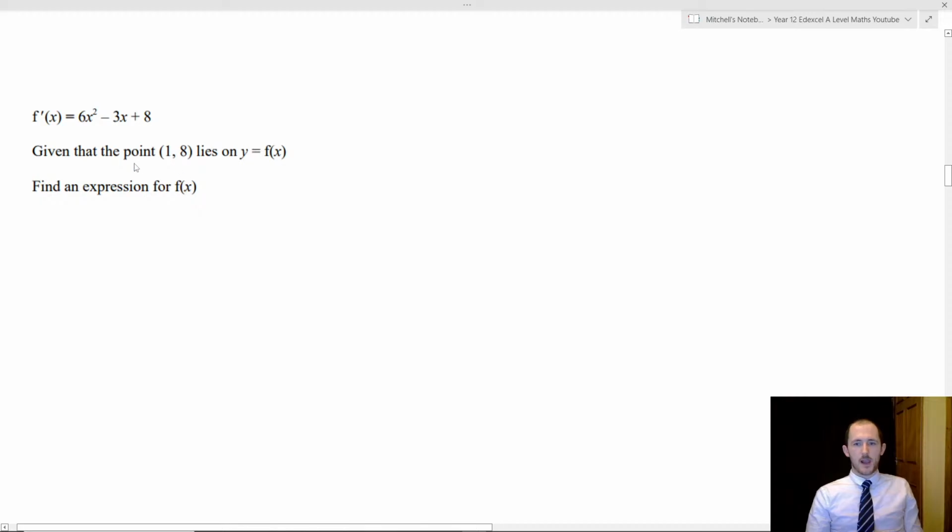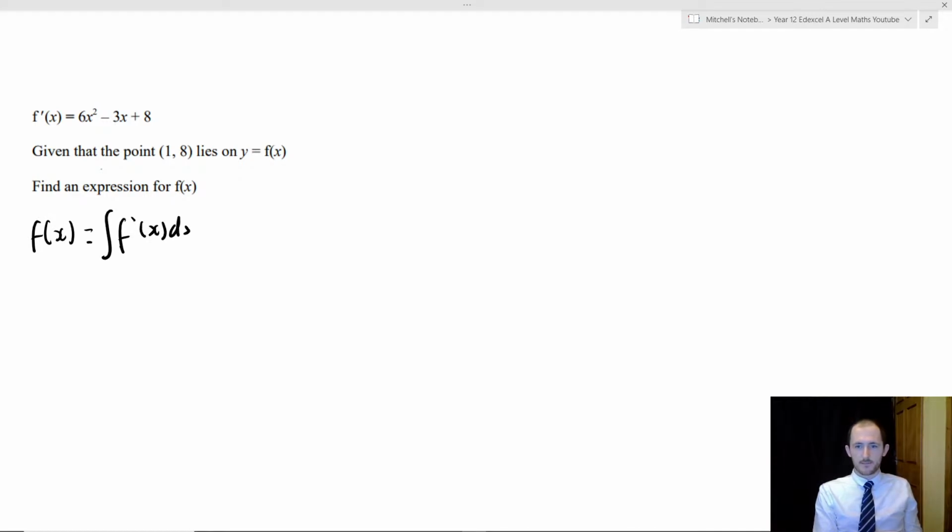Okay, so if they ever give you a point, that means you need to get rid of the plus c. You need to figure out what plus c is. So here, f prime x, so we have dy by dx, is this. We need to find f of x. Now f of x is just going to equal the integral of f prime of x. Okay. So again, I'm writing it very formally. You don't need to write this in your exam, but I'm just making sure that you all understand exactly what we're doing and why. And let's see what happens here.